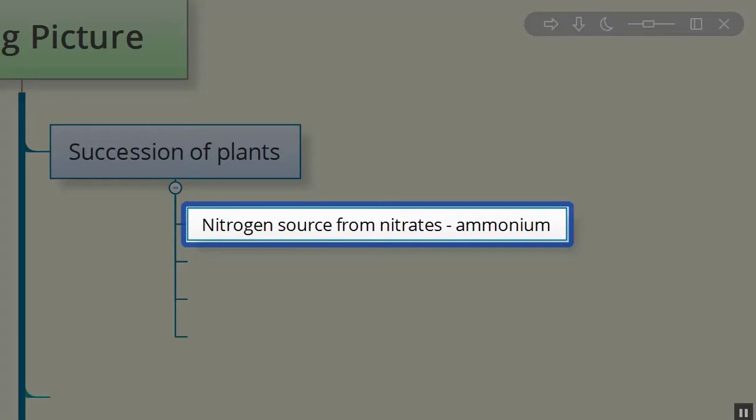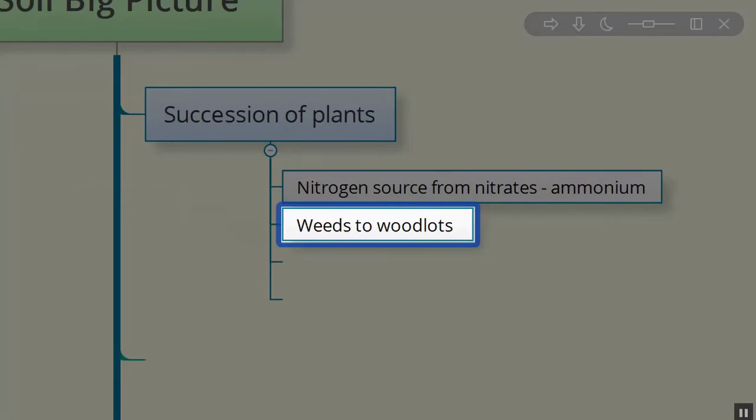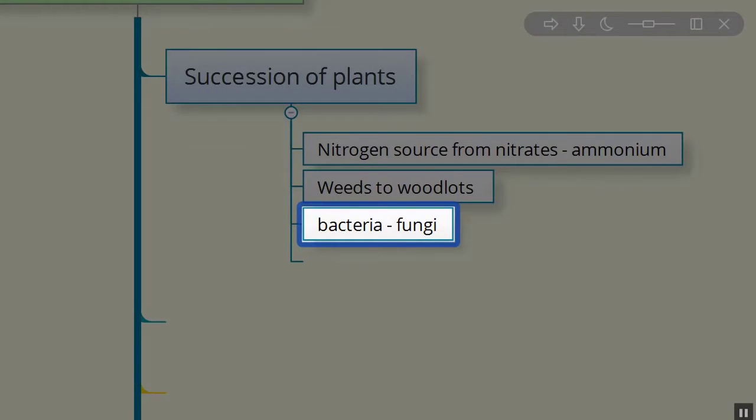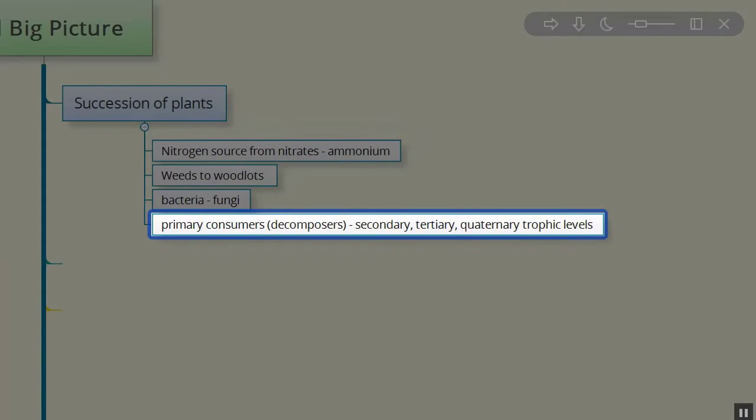So we're talking about the succession of plants. As plants come in, as the stages of the development of plant growth change over time, we go from bare dirt, creating soil, building more soil structure as we progress along the timeline. And this will make more sense as we show the picture later on. So we're going from weeds to woodlots. We're going from bacterial dominated to fungal dominated. We're going from primary consumers, which are decomposers, through increasing the number of secondary, tertiary, and quaternary trophic levels.